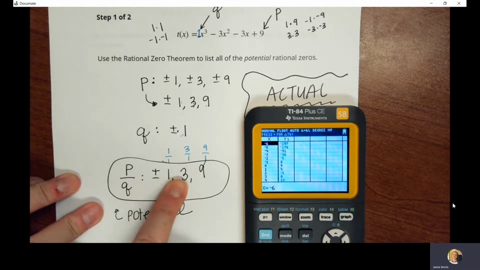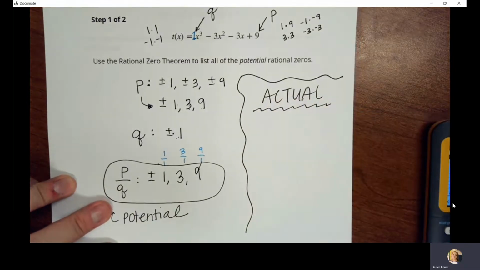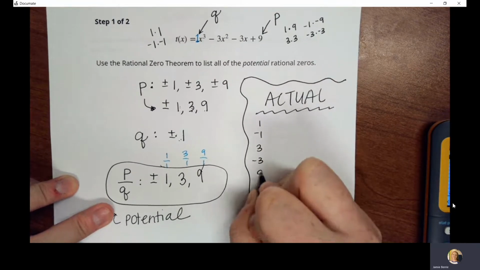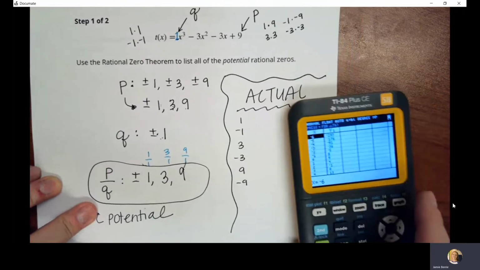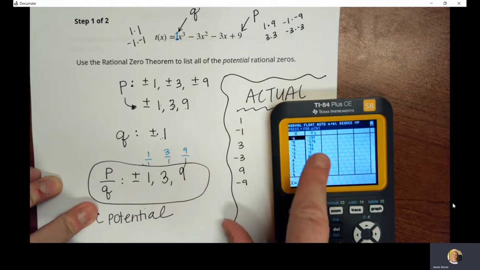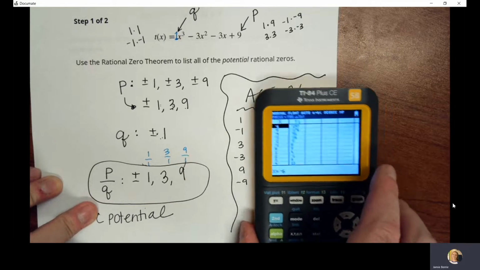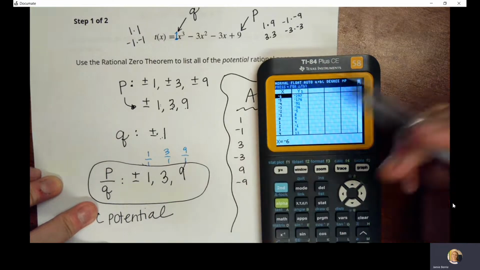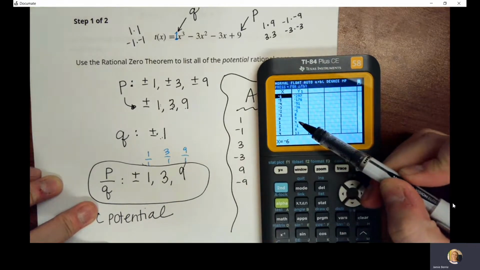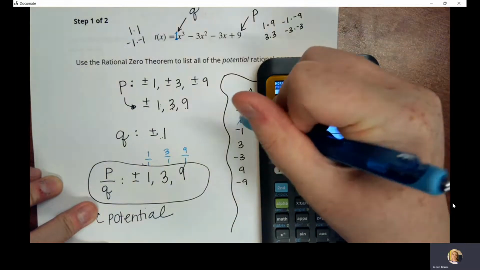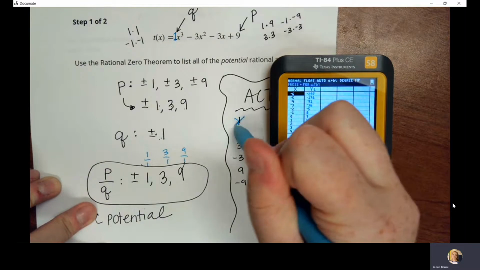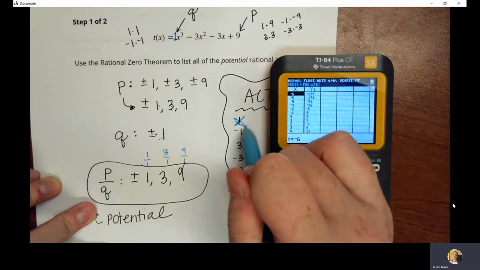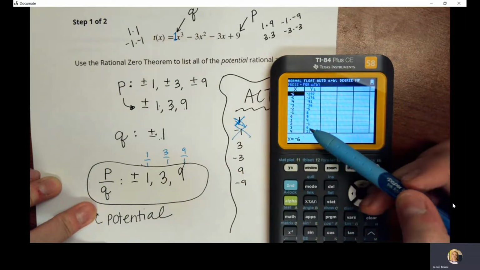All right, now we're going to look at each one of these. Let's list them out. We had positive 1 and negative 1, positive 3 and negative 3, positive 9 and negative 9. We're going to look at each one of these values on the table and see if they give us back a 0 as the y value. If they do, then that means they're an actual 0. Positive 1 is right here. It gives us back 4, so that is not an actual 0. I'm going to cross it out. That one doesn't work. What about negative 1? It gives us back 8, so that one doesn't work. What about 3? Oh, that one works.